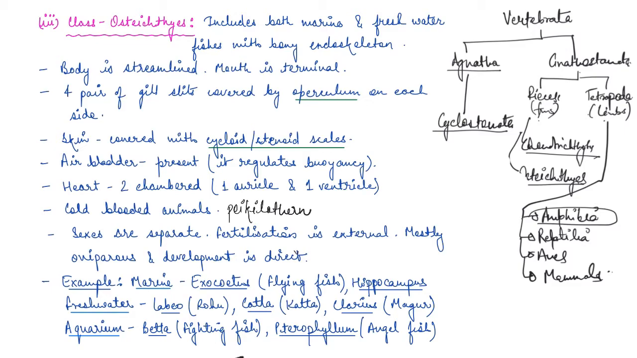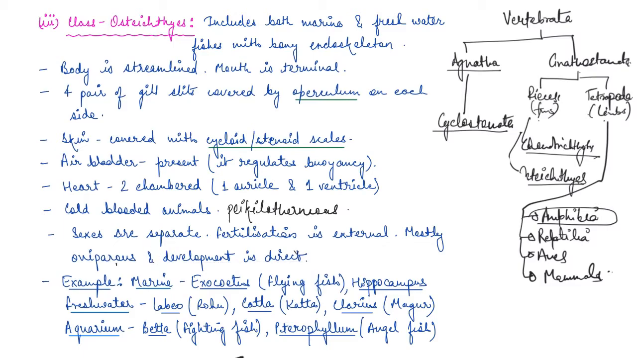They again are cold-blooded or poikilothermous. So basically, they lack the capacity to regulate their body temperature. Now, here again, sexes are separate and fertilization is external. In the case of Chondrichthyes, fertilization was internal. Here it is external and it is mostly oviparous. So, they are egg-laying fishes. Okay, and development is direct. So, there is no larval stage.